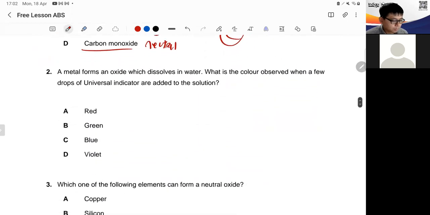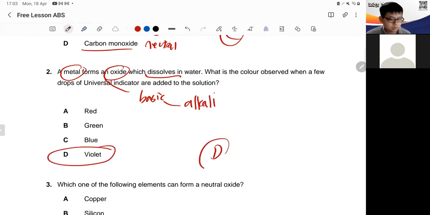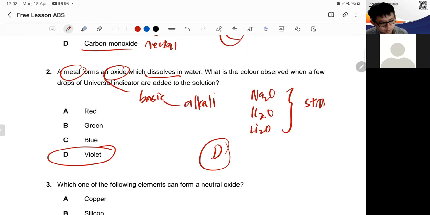Next one. Metal oxide dissolves in water. Metal oxides are basic. If the basic oxide is able to dissolve in water, it forms an alkali, which means it is this one. Not really blue, because there are not that many metal oxides out there that can dissolve. The most notable ones are your group 1 metal oxides, which means your sodium oxide, lithium oxide, and potassium oxide. These are the ones that give strong alkalis when they dissolve. That's why the color I'm looking at is violet rather than blue.